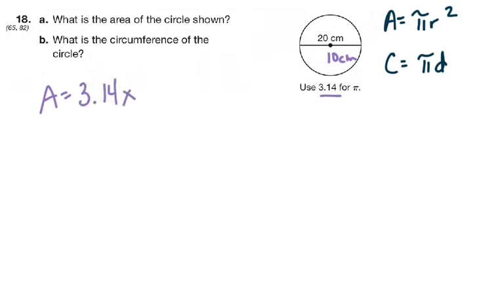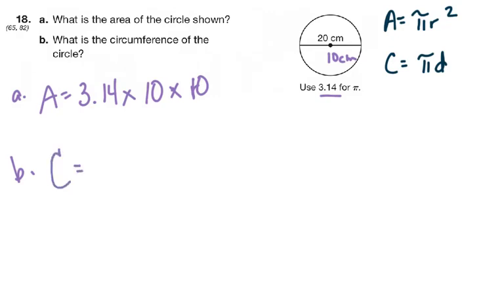times r times r. So 10 times 10. So you're going to solve that problem. Make sure you label it centimeters, and it's area, so you're going to label it with, good, squared. So that's A.